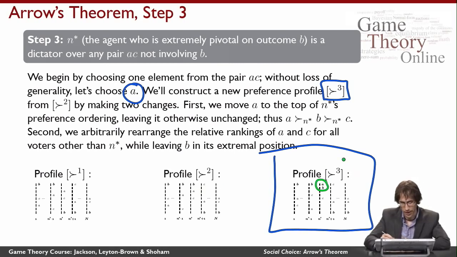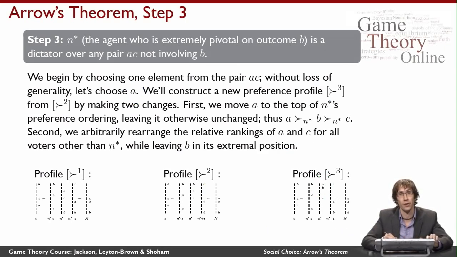You'll notice, by the way, in these pictures, if you can read it, some of the variable names are bold, and some of the variable names are not bold. The ones that are bold are things we've made explicit assumptions about, and the things that are not bold are given for illustrations, but we haven't actually assumed. So if you can make it out, you'll see here A is not bold because we haven't assumed anything about where it goes, and over here A becomes bold because now we've assumed that it goes to the top of n star's ordering. All right, so anyway, we're making two changes.